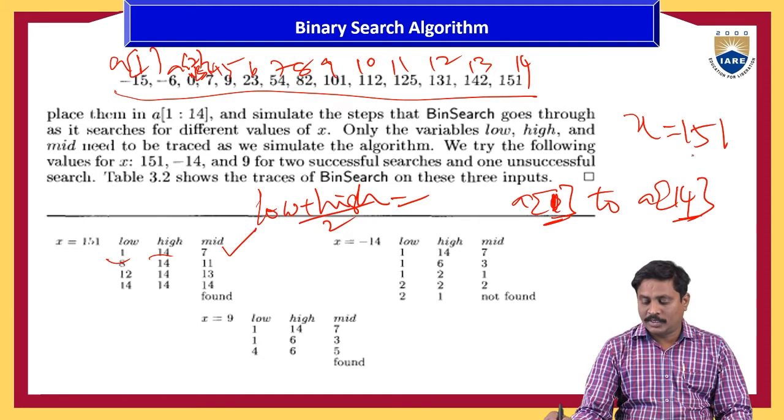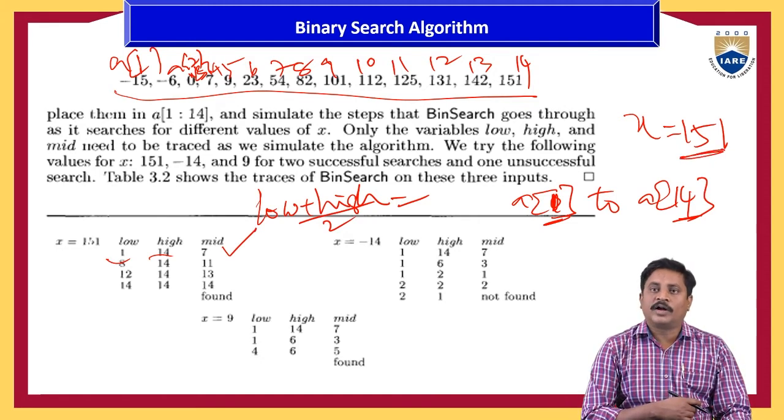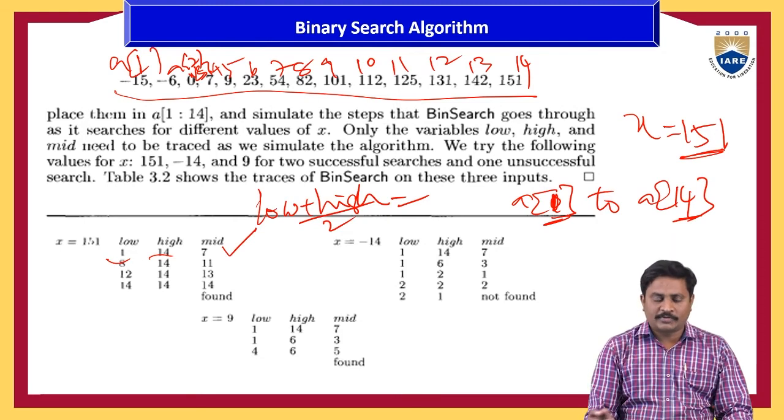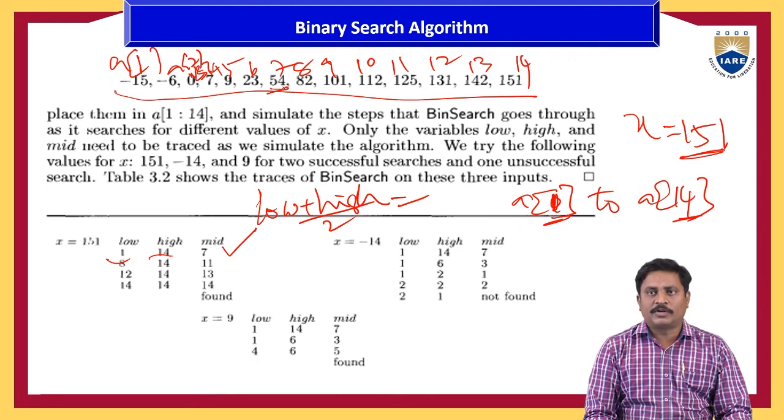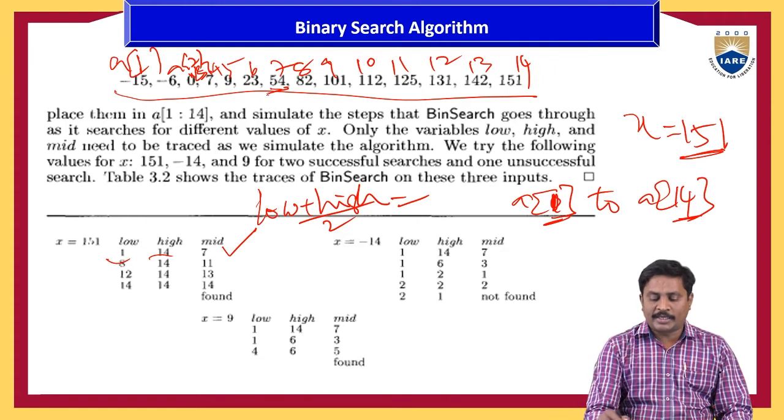Now check: what is the mid value? We're searching for 151. So does 151 equal A of 7? A of 7 value is 54. Is 54 equal to 151? No. Next we check whether 151 is more than or lesser than that value. 151 is more than 54, that means we'll take the right subarray.